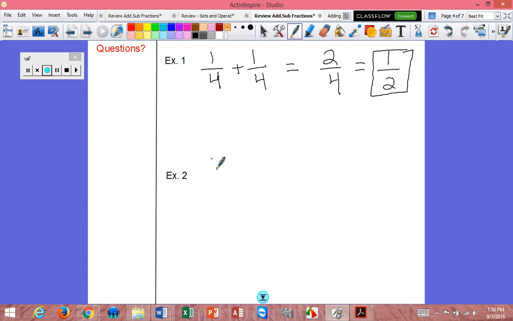Alright, let's try 8/9 minus 5/9. Again, these have common denominators, so I don't need to change anything. So I'm just going to go ahead and operate on the numerator. So 8 minus 5 is 3, and we leave the denominator the same. Now I'm going to see if I can reduce. 3 and 9 can both be divided by 3. 3 divided by 3 is 1, and 9 divided by 3 is 3.